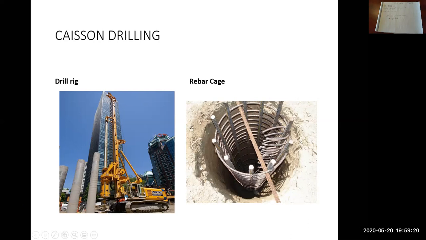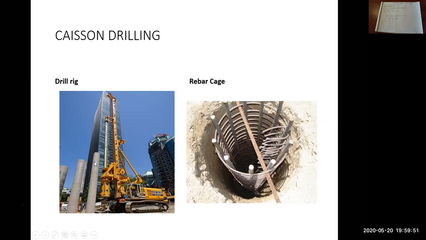So here's the drill rig. These are the drill bits. Steel pipe. So there's an auger here. Sometimes the casing is left in the ground, other times it's not. It all depends on the design.